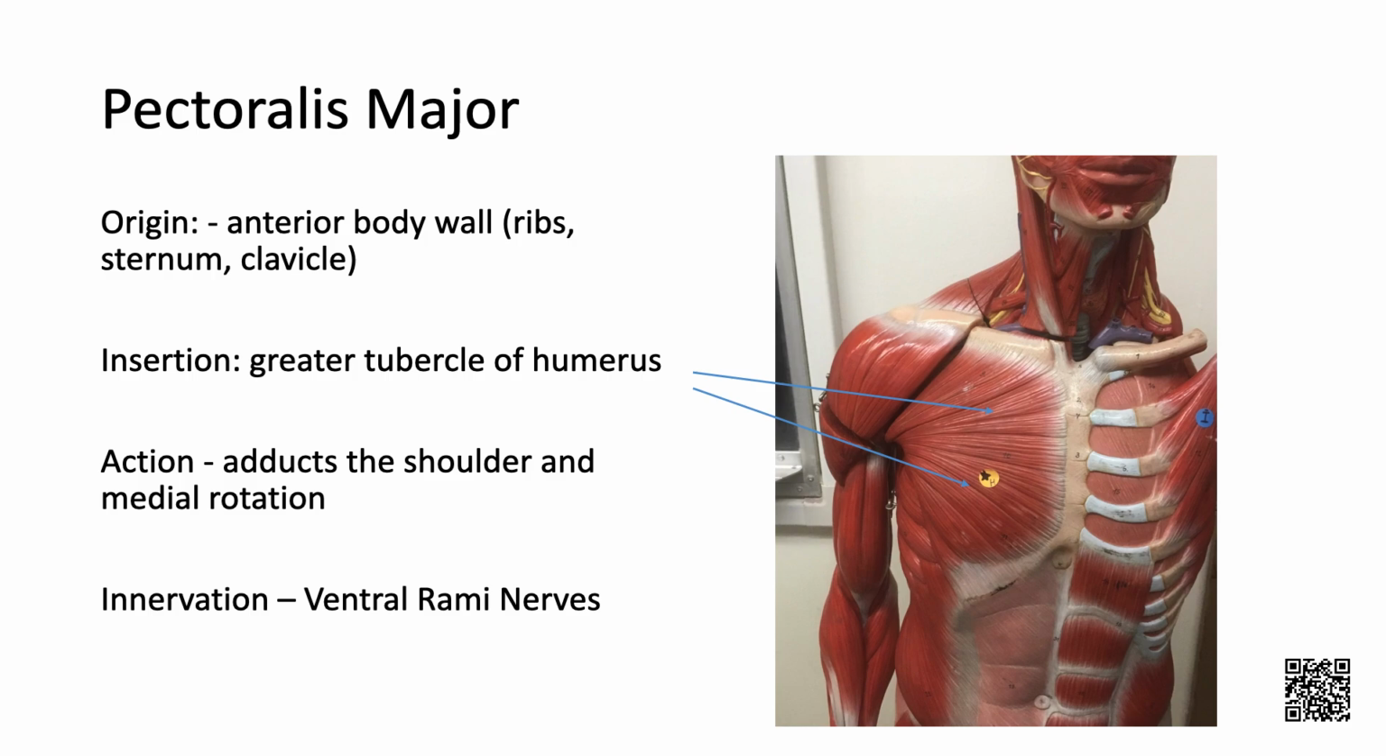Pectoralis Major originates from the ribs, sternum, and clavicle, and inserts on the greater tubercle of the humerus. Its action is to adduct and medially rotate the shoulder. It's a powerful chest muscle for bringing the arm inward. Innervation, ventral rami nerves.